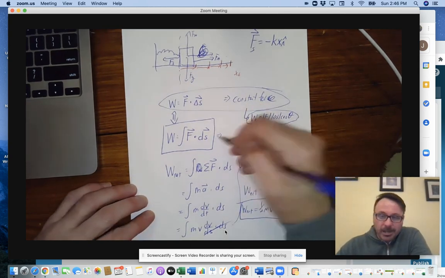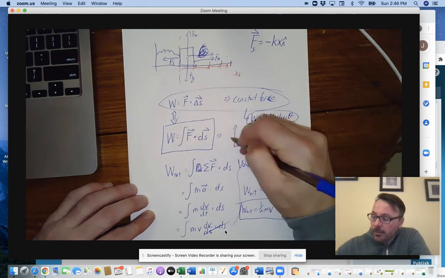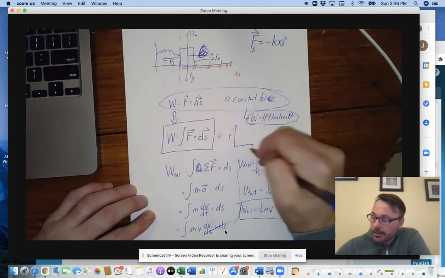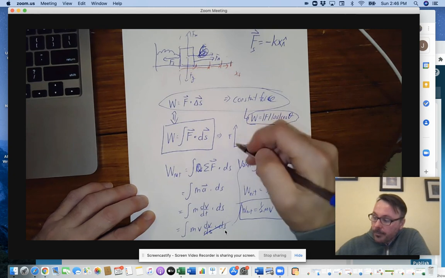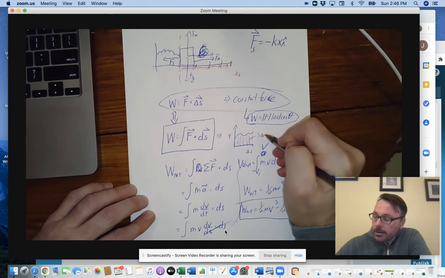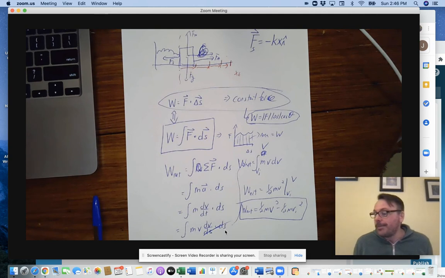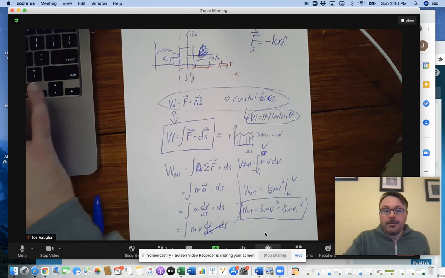So if work is an integral, hopefully you're realizing that if I plot the force times the displacement here, this area here is equal to the work done by that force, because that's just true for any integral, right? So just kind of throwing that out there. Great. And there we go.